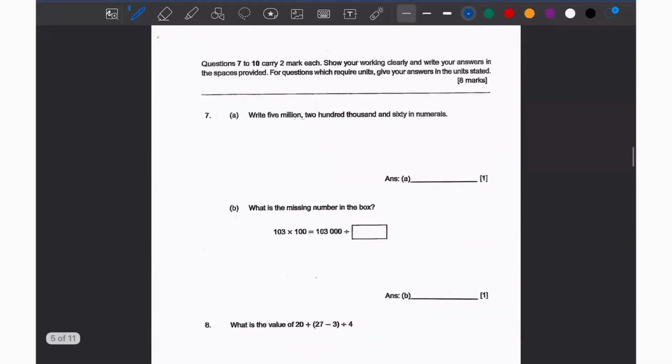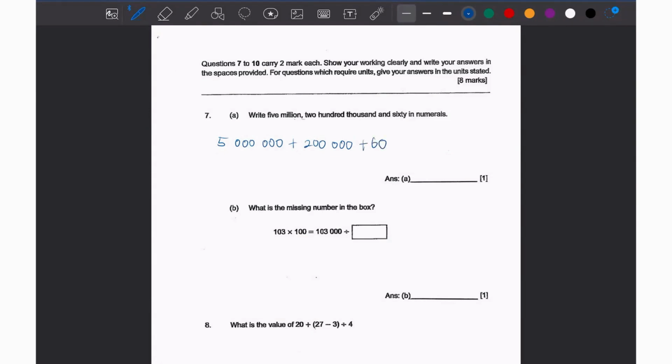Okay, now I'll move on to question 7. For part 7a, write 5,200,060 in numerals. So 5 million is just 5 with 6 zeros. 1, 2, 3, 4, 5, 6. Okay, 200,000 is 200, and then thousands is 3 zeros. So 3 zeros behind, and 60 is just 60.